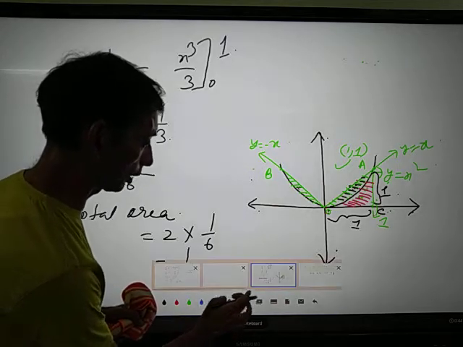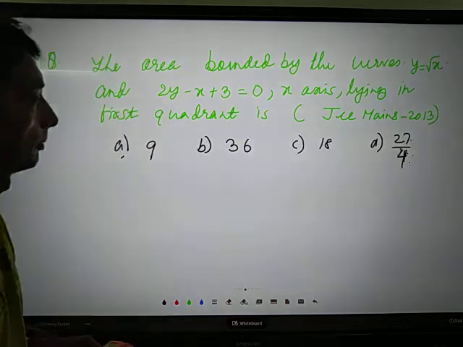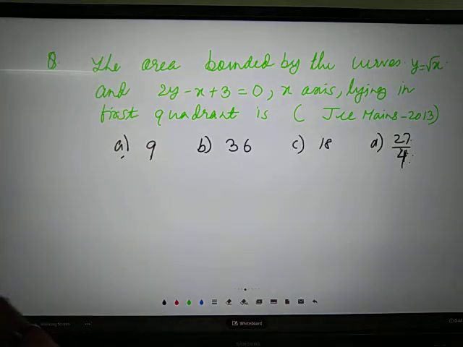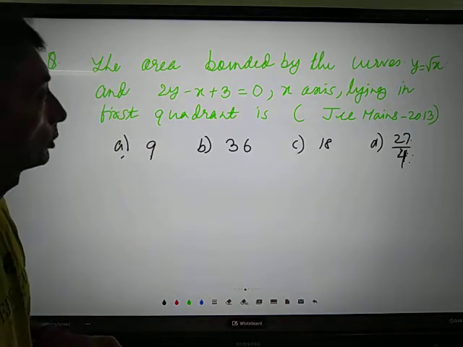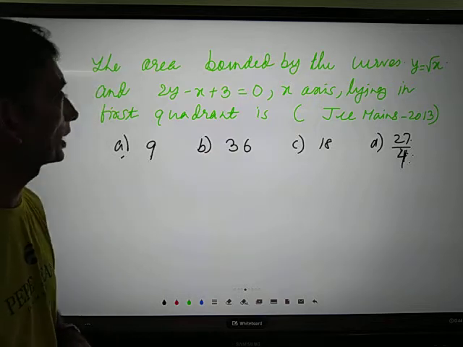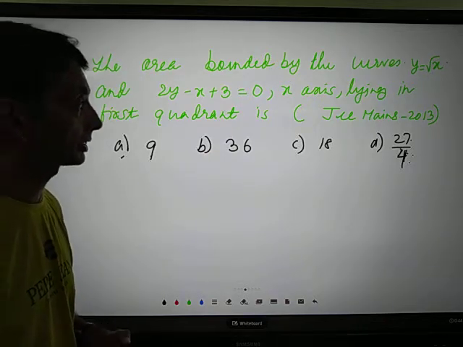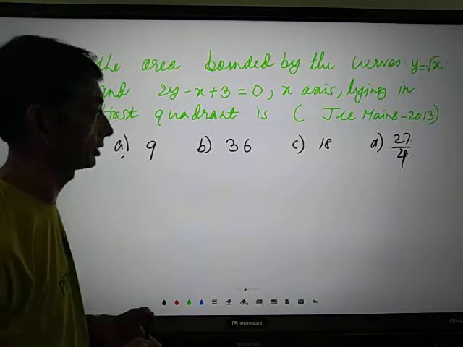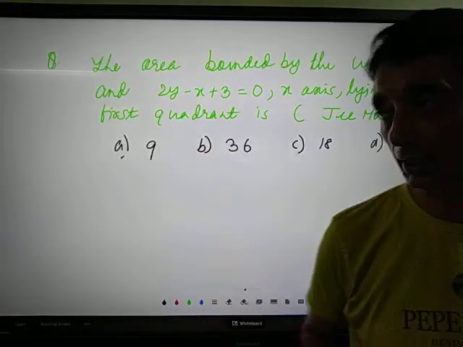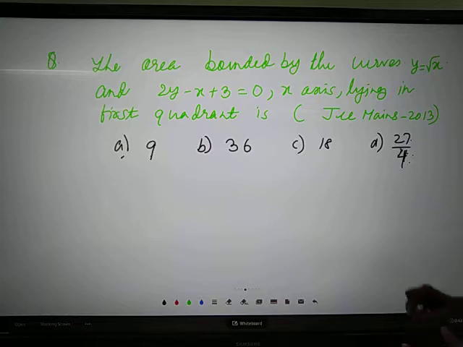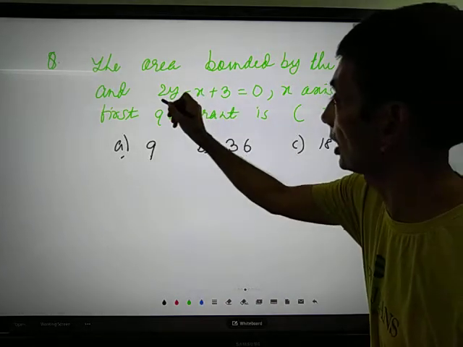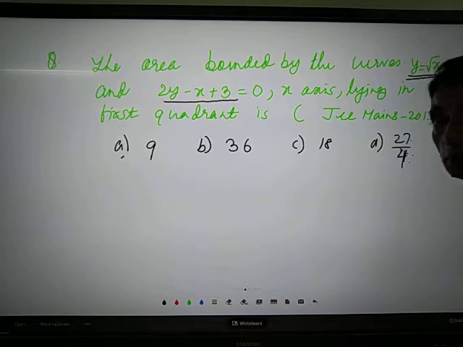Next we'll just move to our next question, right? The area bounded by the curve y is equal to root x and twice y minus x plus 3 equal to 0, x-axis, lying in the first quadrant, right? So this question is from JEE Mains 2013. The area bounded by the curve. So you need to draw the graph of y is equal to root x and the line twice y minus x plus 3 equal to 0.